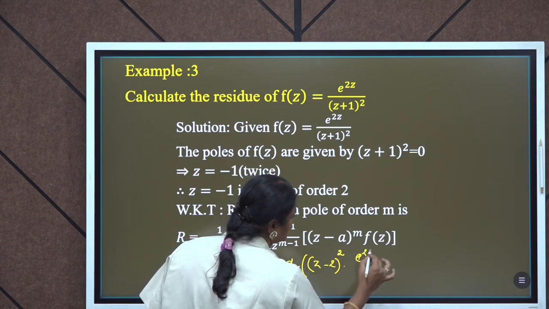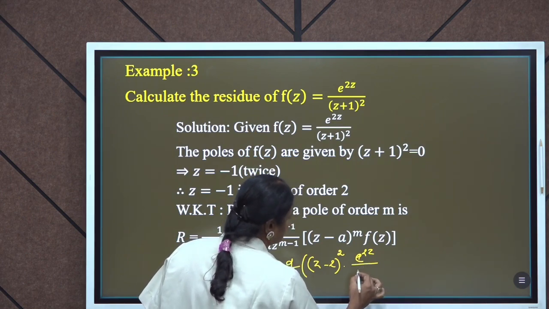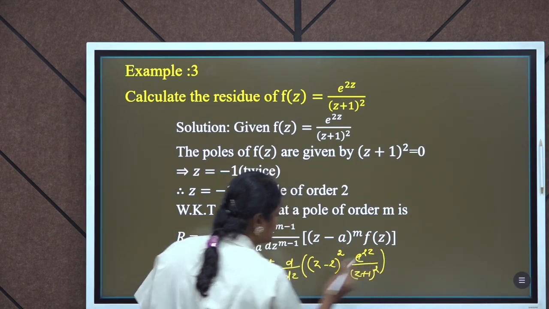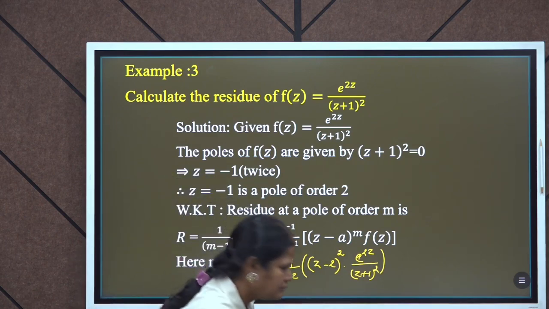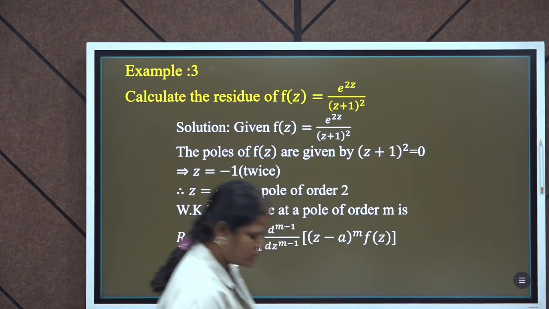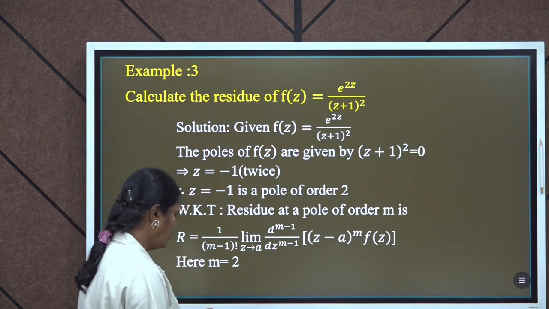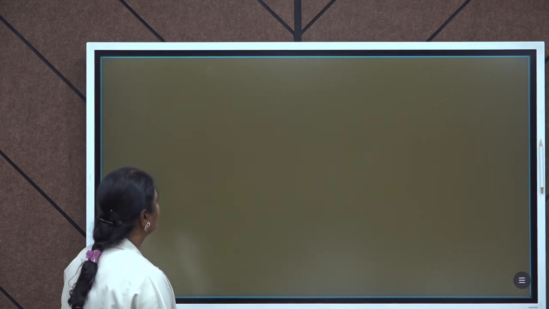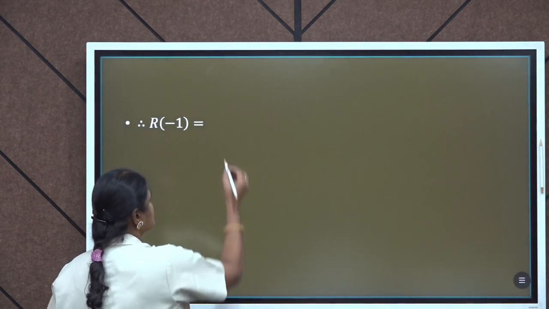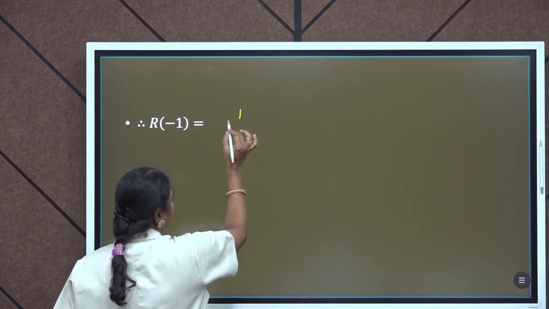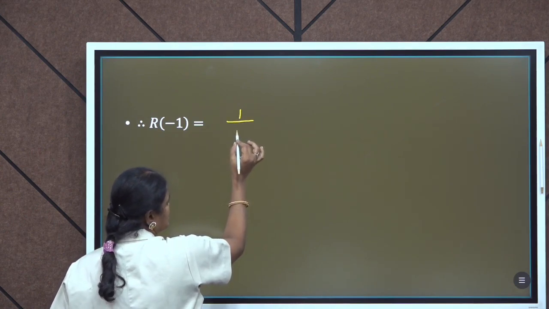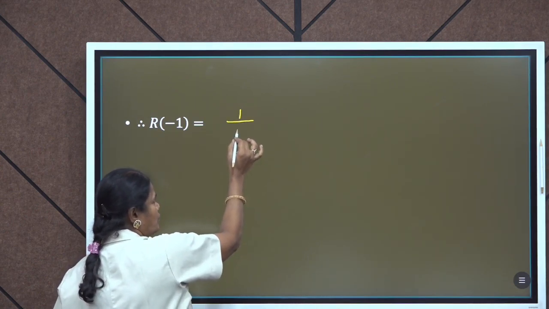e power 2z divided by (z plus 1) the whole square. So, after substituting the value of m equal to 2, we will get 1 by (m minus 1) factorial, which is nothing but 1 factorial. 1 factorial is nothing but 1.